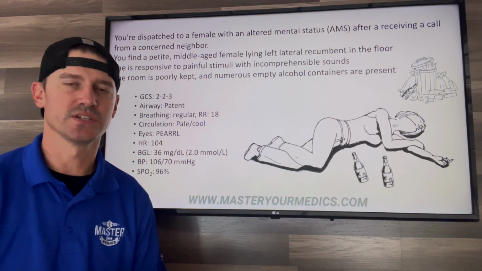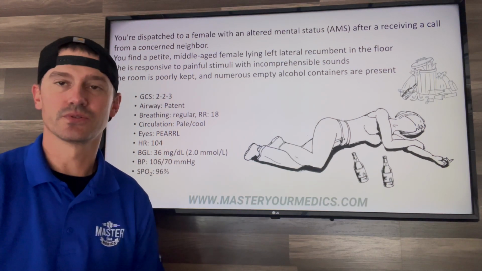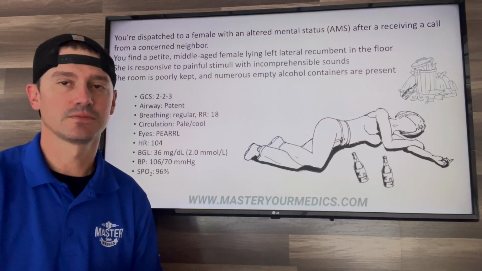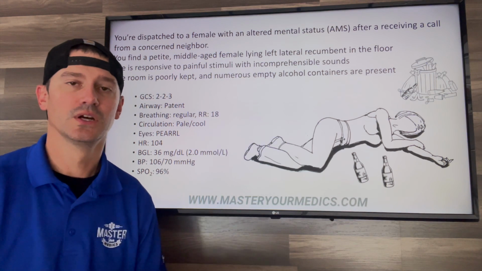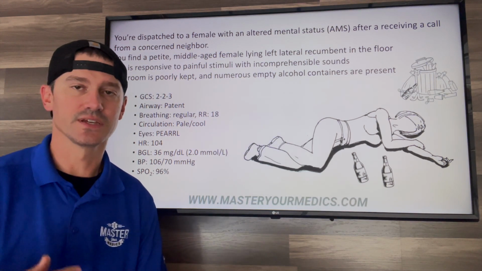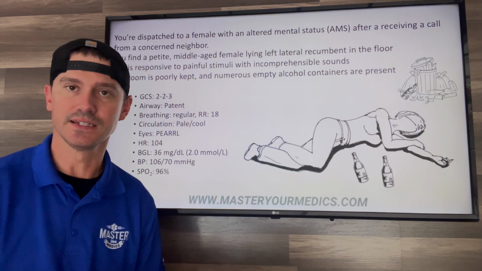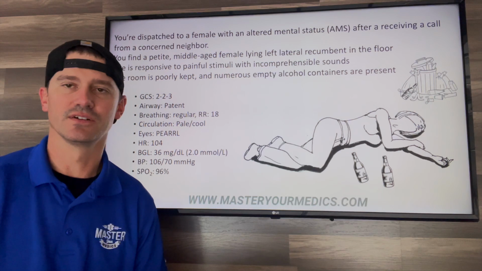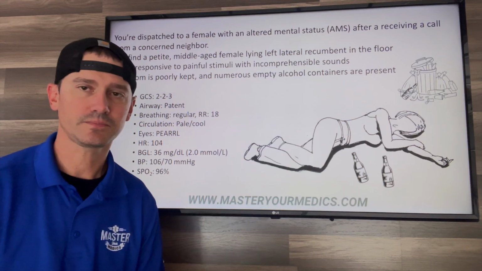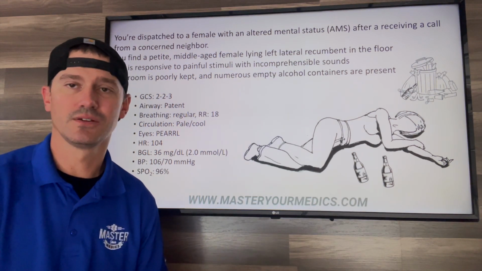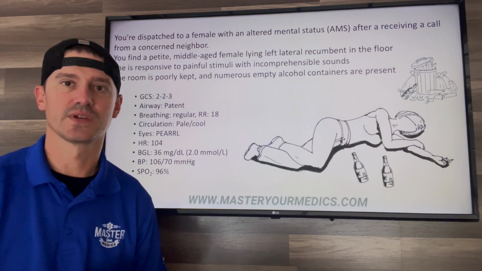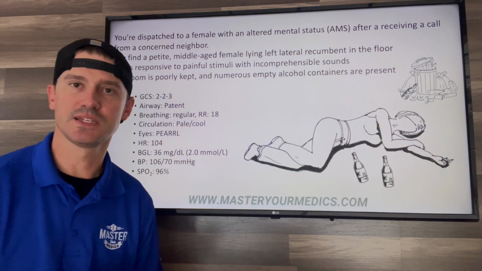So you see that the patient has a GCS of 223. She's responsive to painful stimuli, has incomprehensible sounds. Her pupils are PEARRL, her airway's patent, her breathing is regular, respirations of about 18, finger stick of 36. So certainly we are concerned there for that hypoglycemia. All other vitals are within normal parameters. Blood pressure 106/70, 96% on room air. Everything else checks out okay. Appears to just be hypoglycemia.